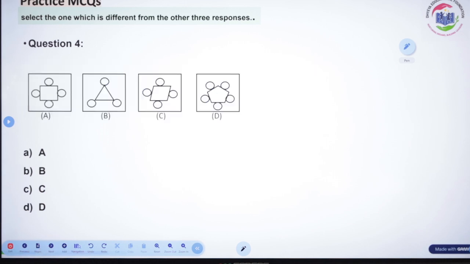Let's discuss the next MCQ. Which do you find the odd one out from this diagram of figures? Option A, B, C or D? You can observe the circle position, the circle surrounded in shapes. Which do you think is the odd one out?